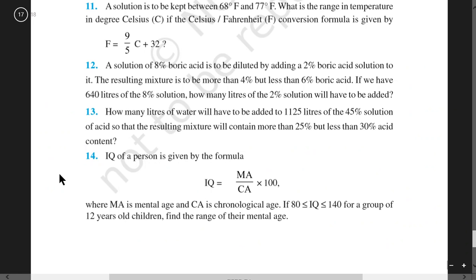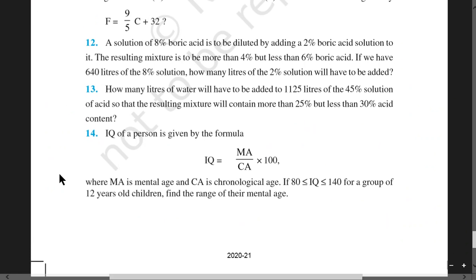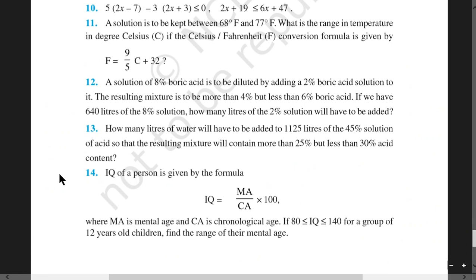The last question of the exercise. Please do clearly these 4 questions. This video is very important for your examination, from question number 11 to 14. This question is very, very important, question number 12.